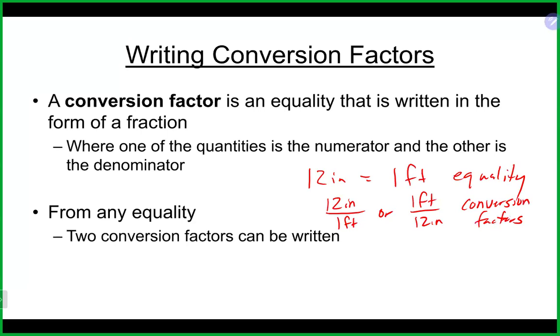Now, in most cases, you will not use both conversion factors in a problem. Otherwise, you will be undoing your calculation, basically. So you will just use the one that works. And how we set these things up is what's referred to as dimensional analysis.